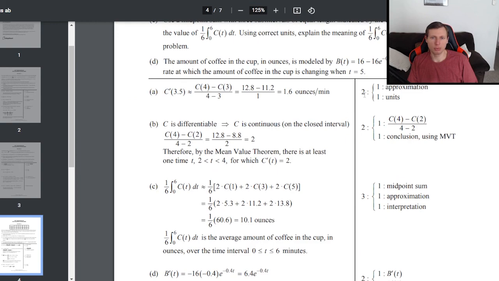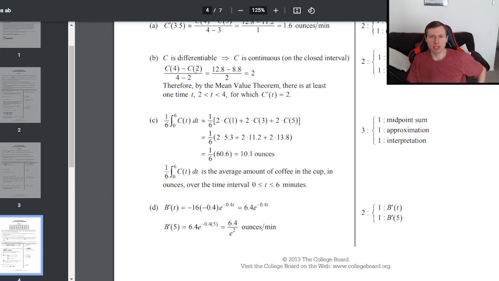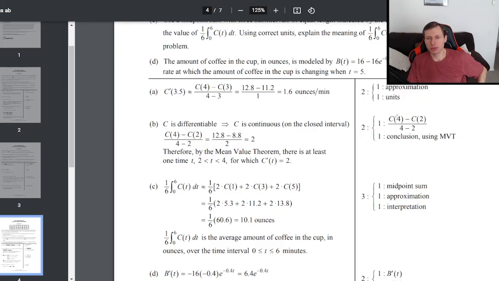Okay, part A, 1 point for the approximation, 1 point for the units. Our approximation, 1.6, that's exactly what we had. Units, that's also what we had. Part B, look at this. 1 point for using the mean value theorem, C of 4 minus C of 2 over 4 minus 2. And 1 point for the conclusion using mean value theorem. They also said that C is differentiable, therefore C is continuous, therefore, on the closed interval. I think you do need that for your justification of mean value theorem. You do need to say that. Okay, so this is exactly what we said, so I think we're good for part B.